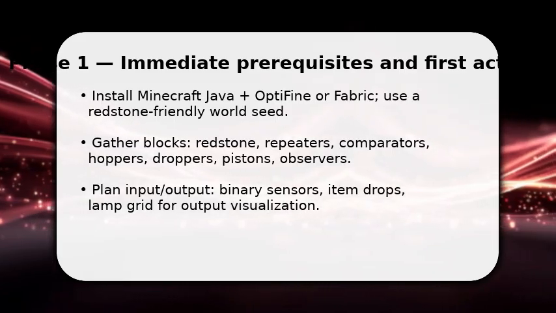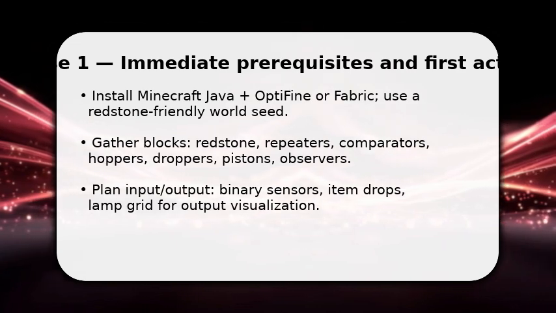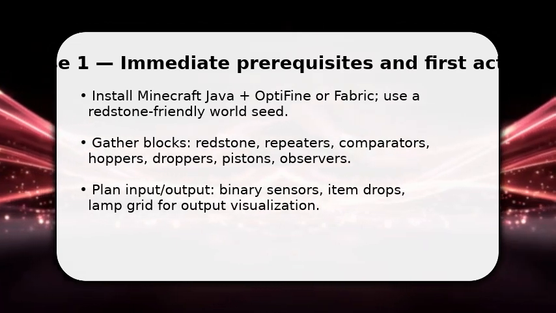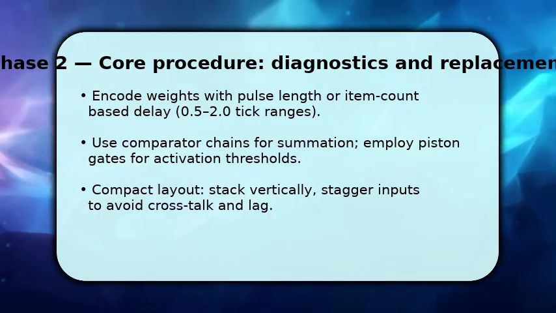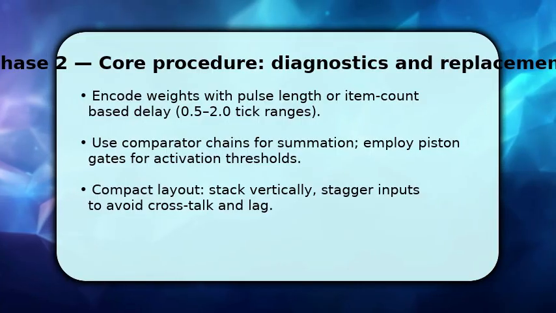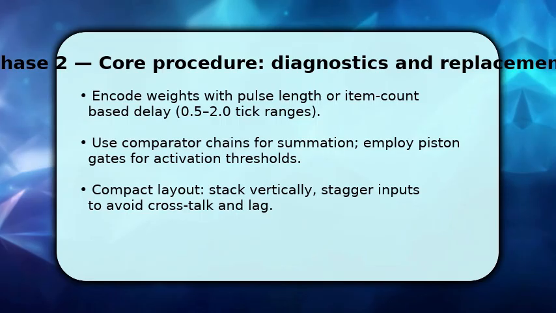Now begin wiring the first logical neuron with repeaters and dust. That blueprints your computational unit. Next, you construct hidden layers where the computation actually happens. Use pulse length encoding or item count delays to represent weights, because timing maps naturally to real-valued influence.